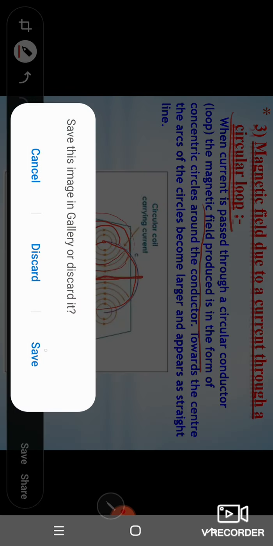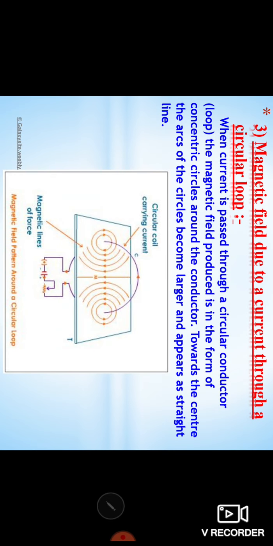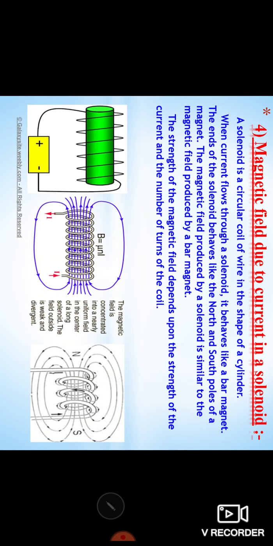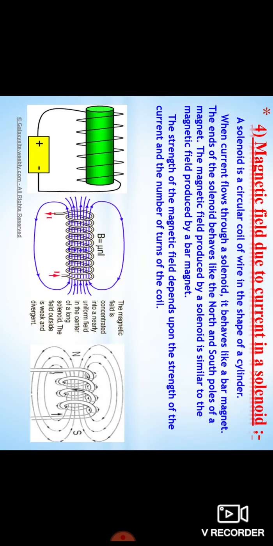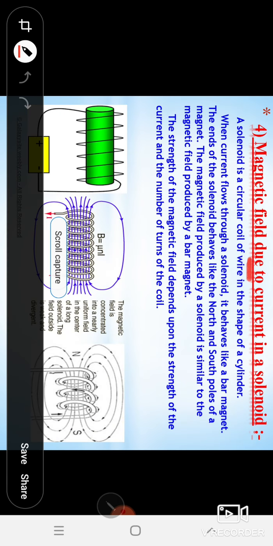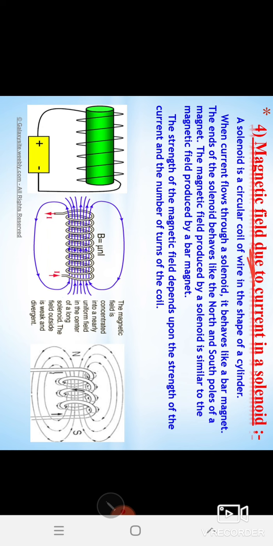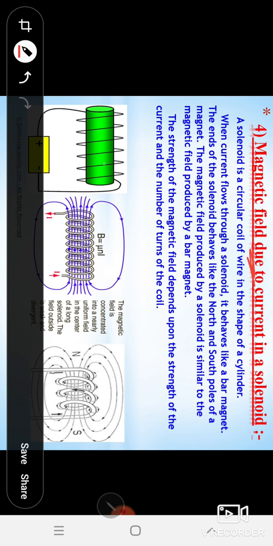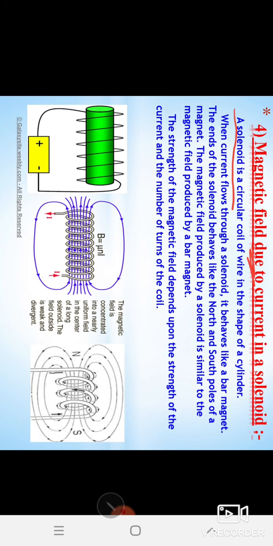And the next concept is the magnetic field due to a current in a solenoid. Before going to study the magnetic field in the solenoid, we have to know the meaning of solenoid. A solenoid is a circular coil of wire.